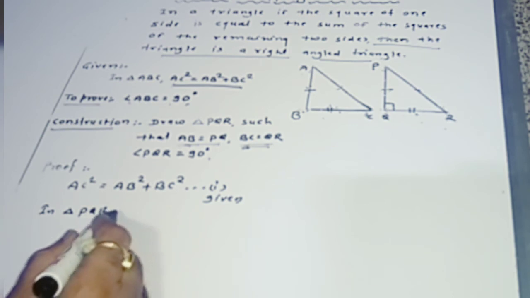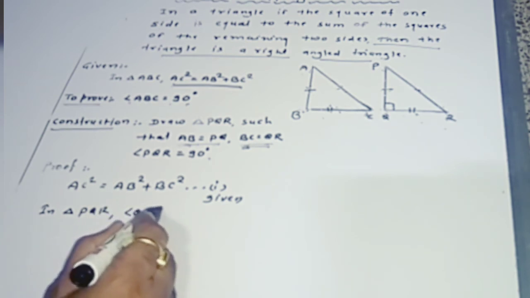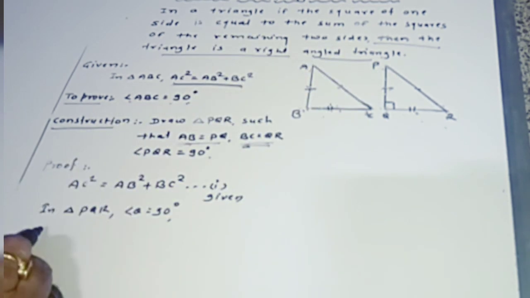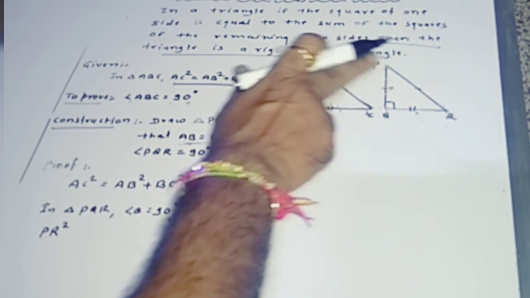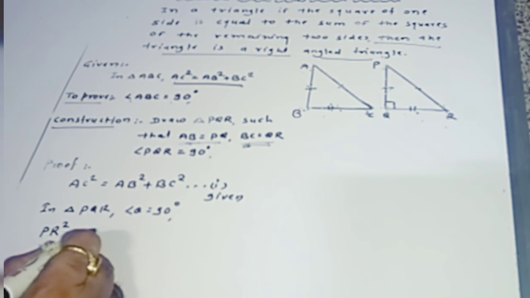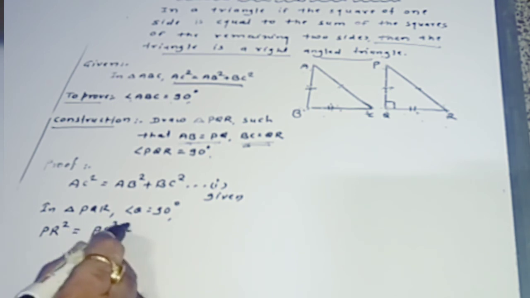Now in triangle PQR, angle Q is equal to 90 degree. Therefore, by Pythagoras, what will we get? PR square is equal to PQ square plus QR square. This is second.